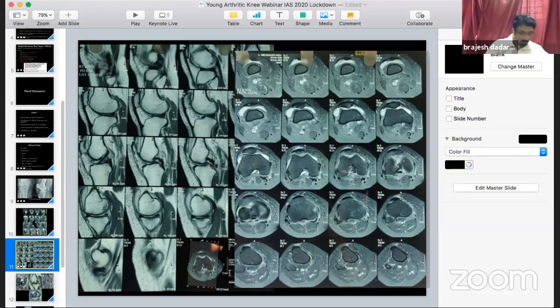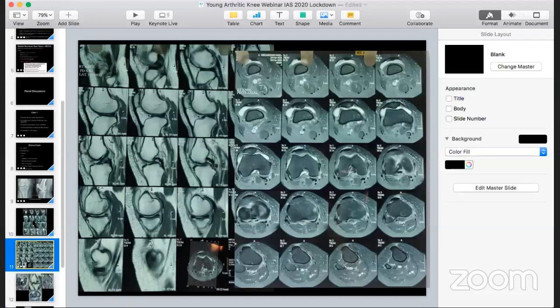So, I mean, just a question here. Why not just maybe aspirate it, inject steroid and give her an unloader brace? Would that help? She's failed conservative treatment. That's what Tanmay told us.